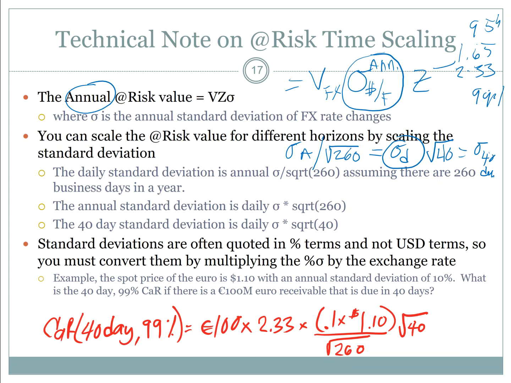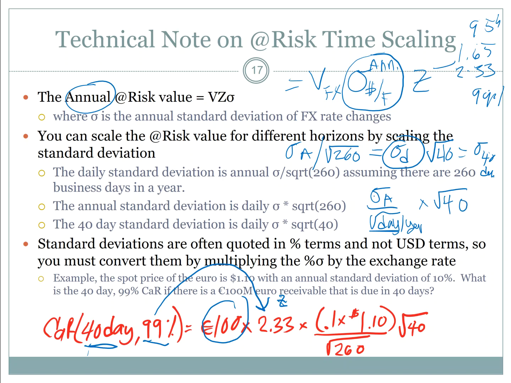So, what if Zapata has this, well, let's do a new example here. Say this company has a €100 net receivable. It's coming due in 40 days, and they want a 99% confidence interval CAR. Well, 99% confidence interval means my Z is 2.33. However, we need to go from an annual standard deviation to a 40-day standard deviation. So I'm going to take my annual, divide it by the square root of days in a year. That'll give me a daily, times the square root of 40.